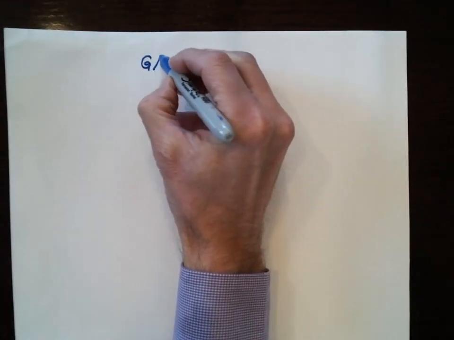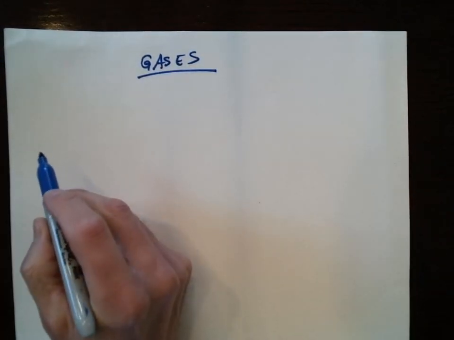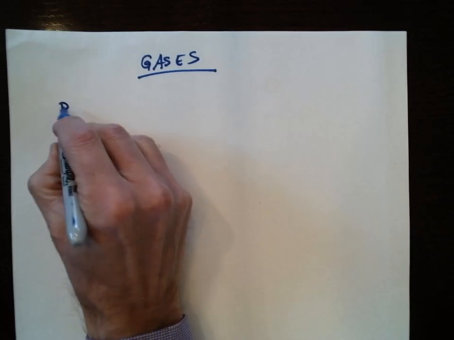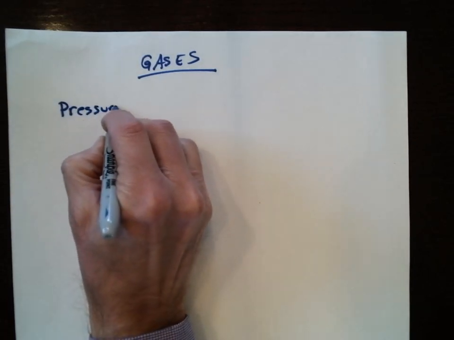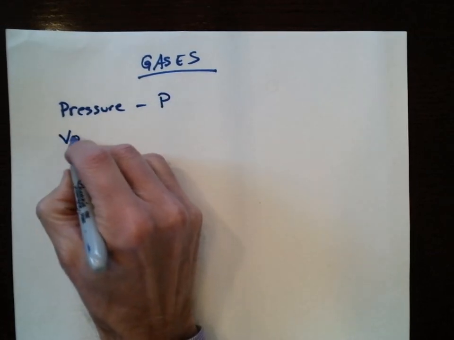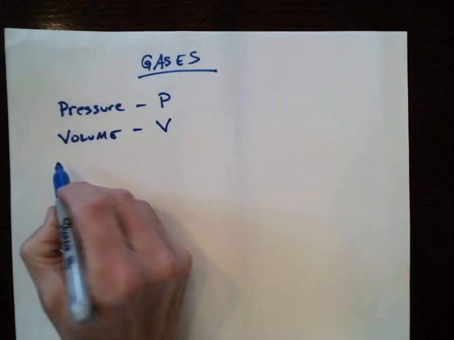All right, we're going to begin our study, the chapter on gases. When we're dealing with gases, there are four quantities we're going to need to keep track of. The first is pressure, which is symbolized with a capital P. Volume, we're already familiar with that, which we'll symbolize with a capital V.